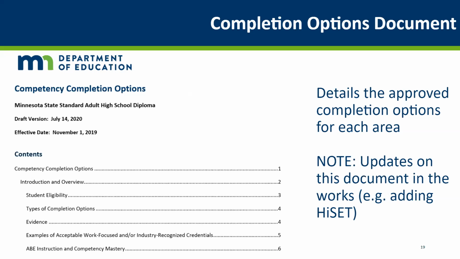Note that this document is also in the process of being updated. The most significant update that we are working on is adding the HiSET into this document as an approved completion option. So again, we'll talk about that more at the upcoming Adult Diploma Working Group meeting on October 17th.